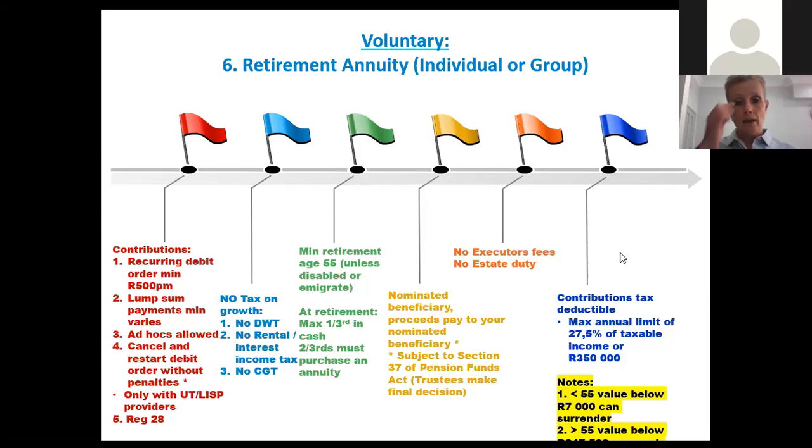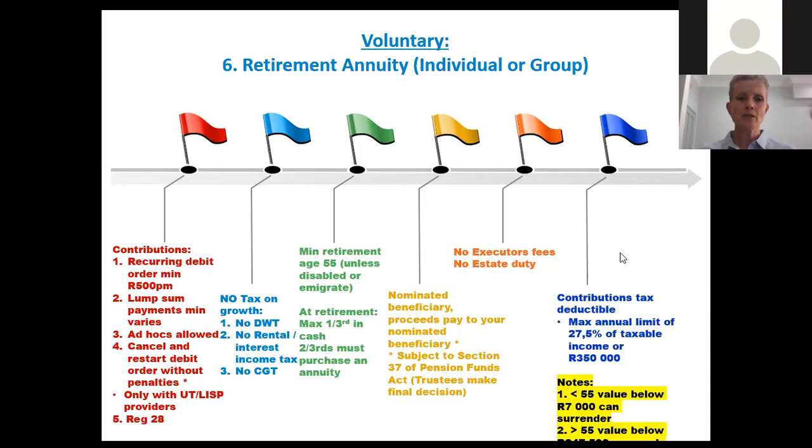Okay. There's no executor's fees and no estate duty, which is the biggest benefit of a retirement, or one of the biggest benefits of a retirement annuity. So it's completely outside your estate. It doesn't even show as an asset. So very, very attractive. Contributions are tax deductible.